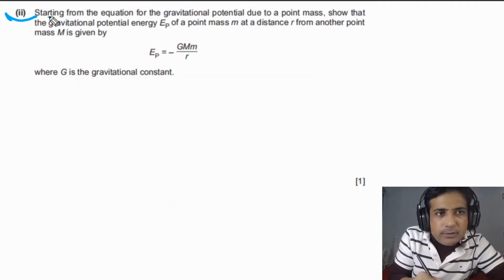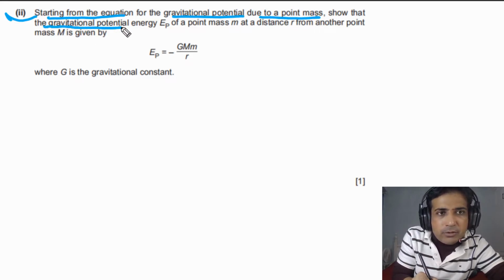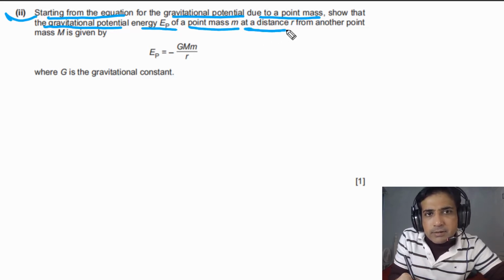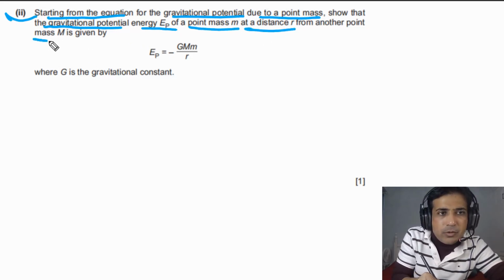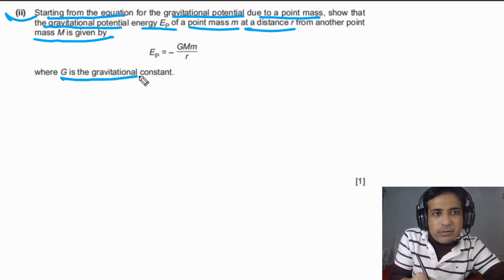For the second part, we need to start from the equation of gravitational potential due to a point mass, and we need to show that gravitational potential energy EP of a point mass small m at a distance small r from another point mass M is given by this equation, and G is the gravitational constant.